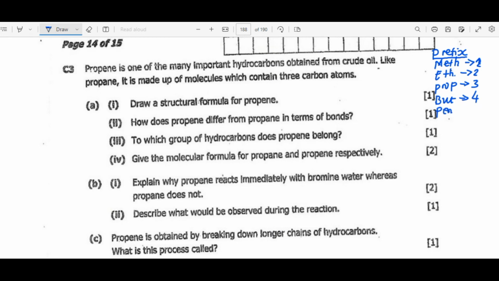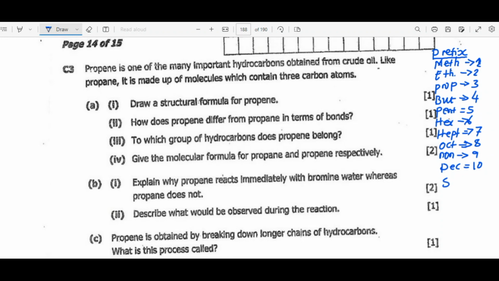Pent, 5 carbons. Hex, 6. Hept, 7. Then oct, 8. Non, then we have 9. Then we just end on dec with 10 carbons. So these are known as the prefixes, and they tell us how many carbons are there.